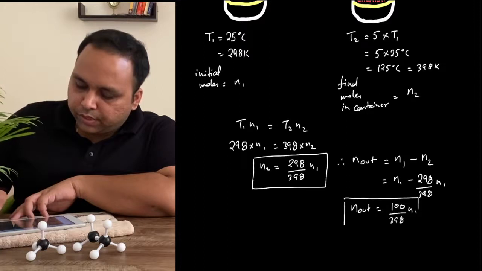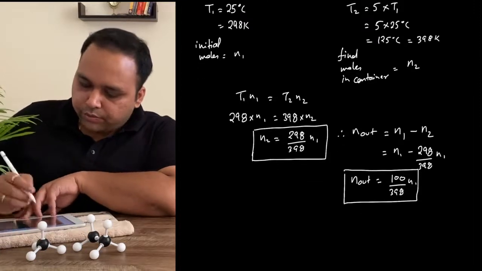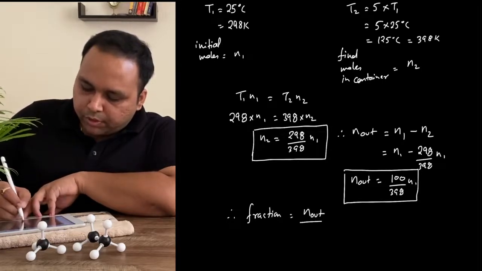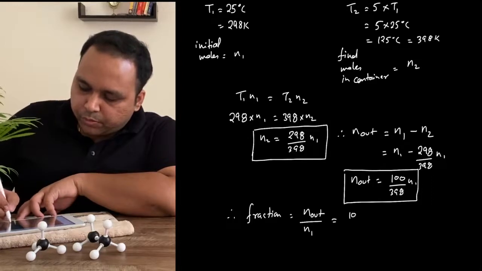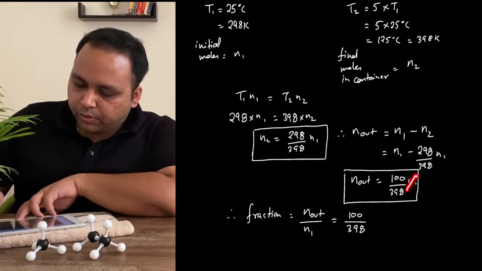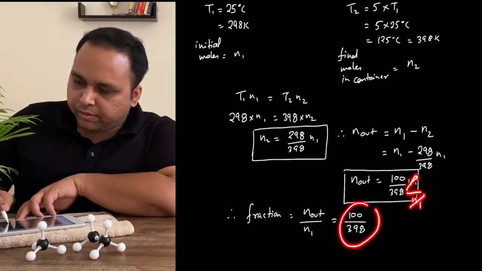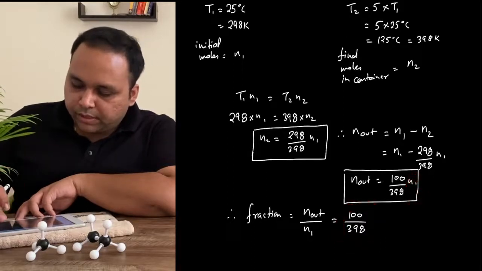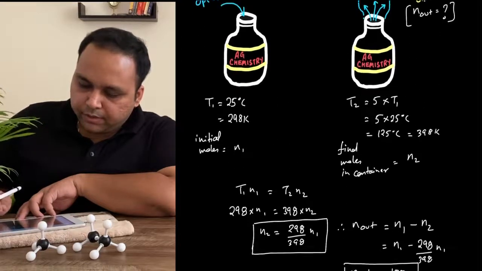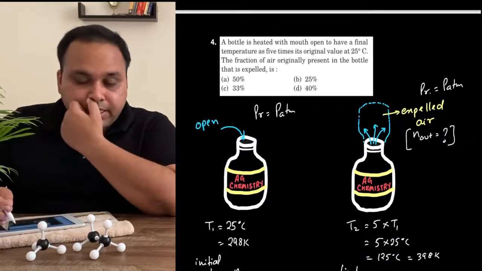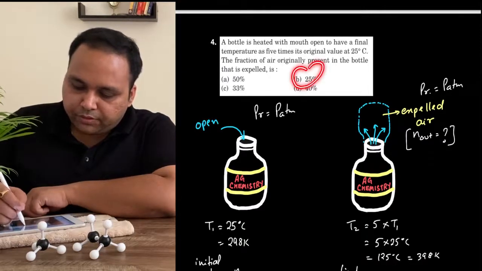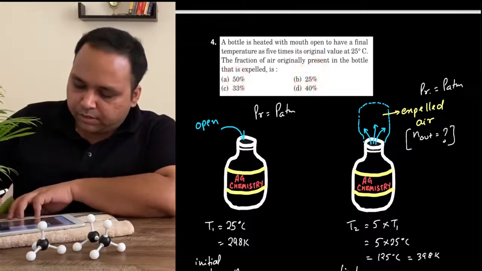And what we needed to do was find the fraction of moles that got out. So the fraction will be the moles that got out upon the initial moles that were present, and this comes out to be 100 by 398, since N1 upon N1 gets cancelled. Now let's see what option we can match with 100 by 398. We are given options as percentages, perfect percentages like 25, 40, 50, 33. So let's try and convert this into a percentage.